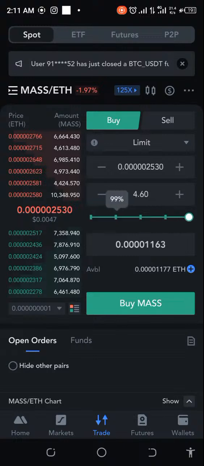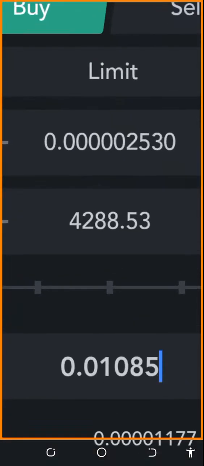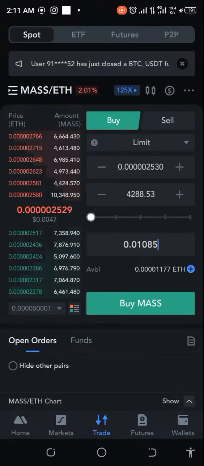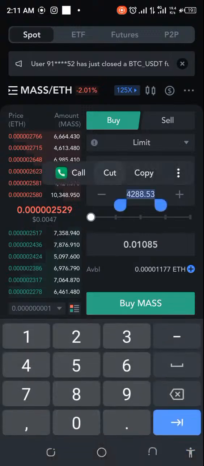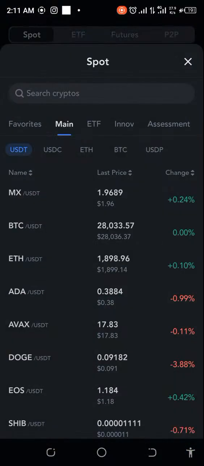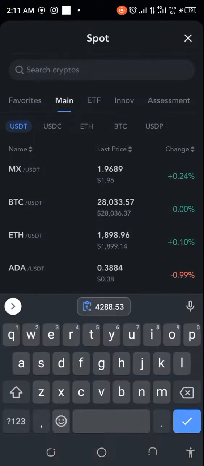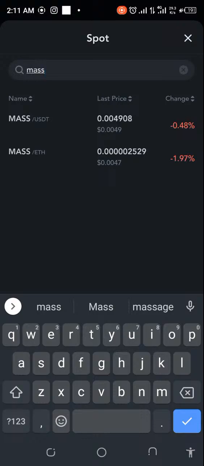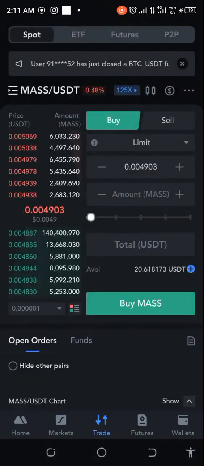Okay, so let me go back. Let's just do sell and buy again and put our ETH here. Okay, so we're back to 4288. So we're going to copy that, and then we're going to go over and try to sell this at mass USDT. Okay, let's go ahead and see how this will go.